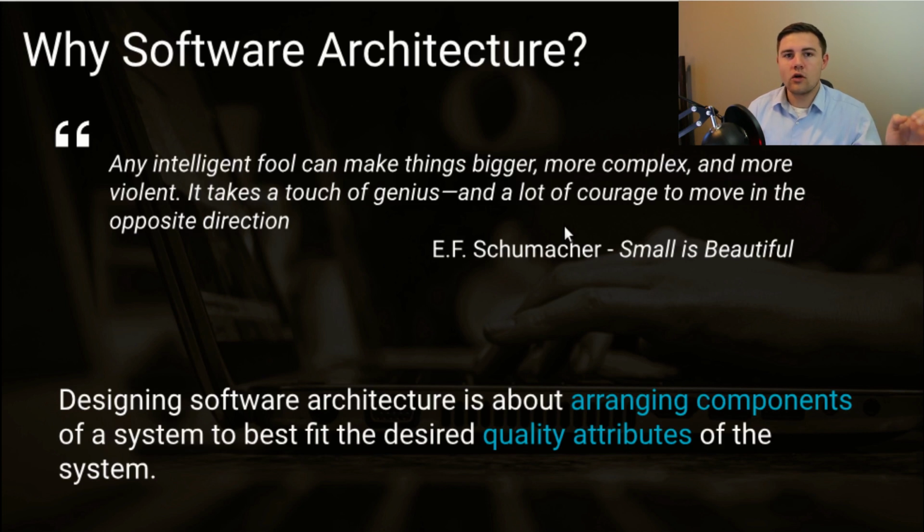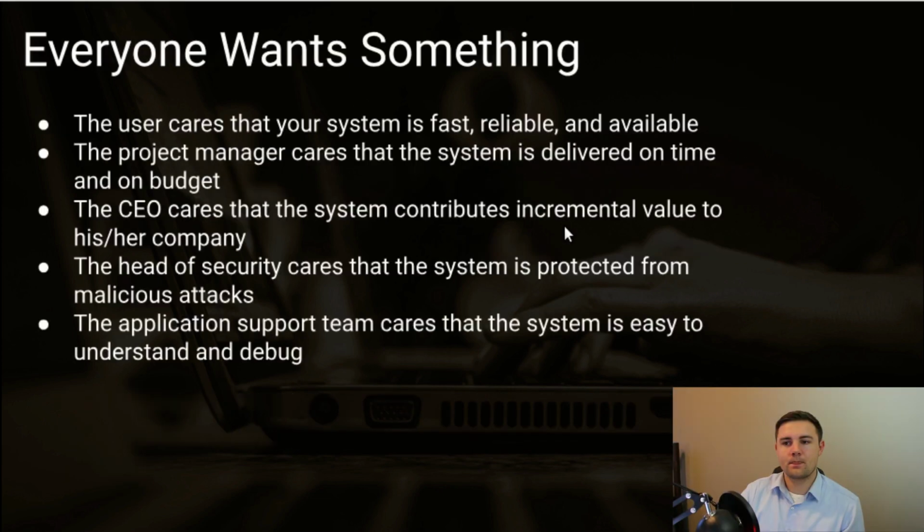So really the goal of building software architecture is to create a system that solves a complex problem in the most simple and effective way possible. So designing software, as you see on the screen, is about arranging the components of the system so that the quality attributes of the system are exposed. Now, what is a quality attribute? That is the question that we need to understand and answer in this tutorial.